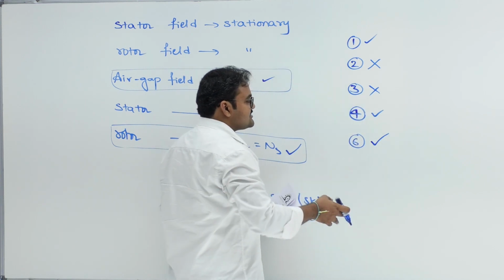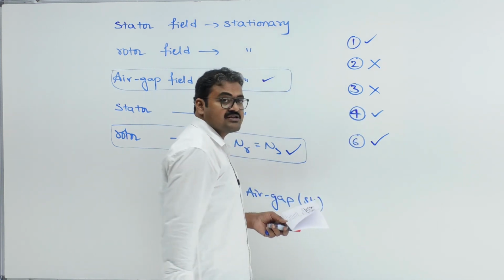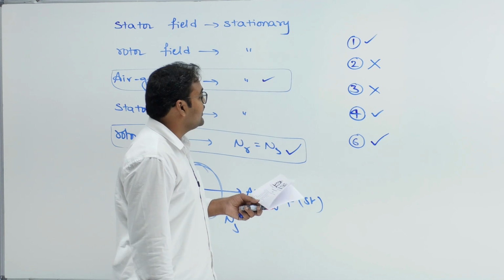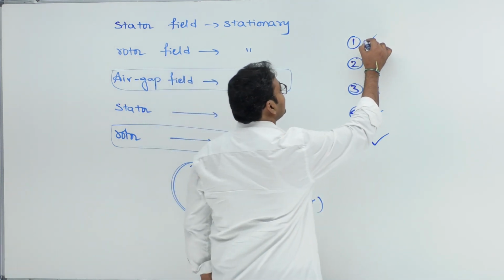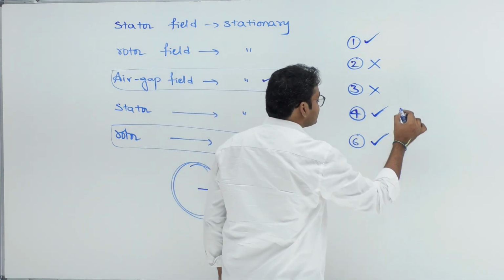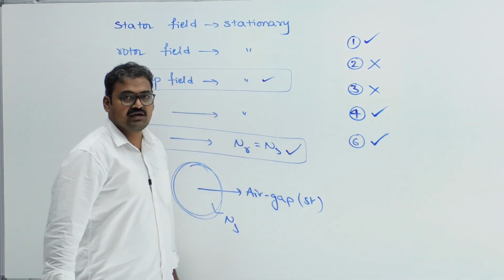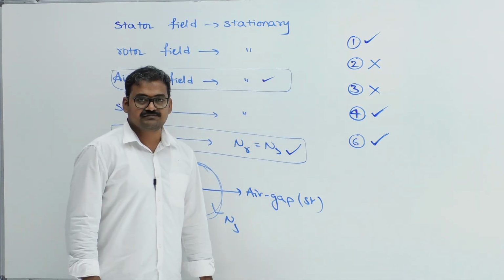Fifth and fourth statements are same. I think it was a typing mistake. Anyway, so what are the correct statements here? 1, 4, 6 are the correct statements. Okay, it's a theoretical question.